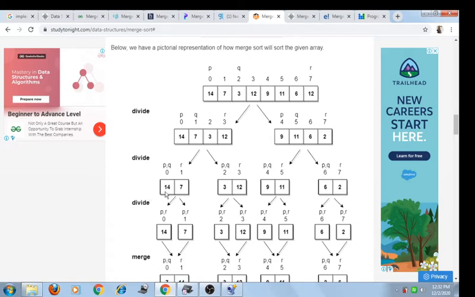Now again we can apply the divide rule on these generated sublists. Again we find the mid and separate these elements into single elements.